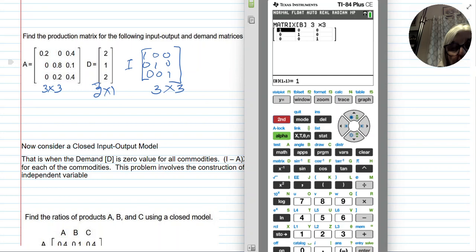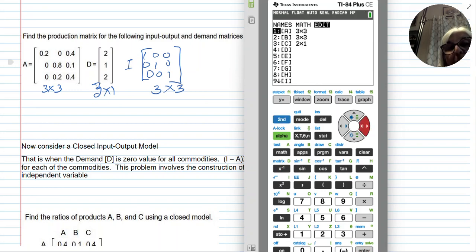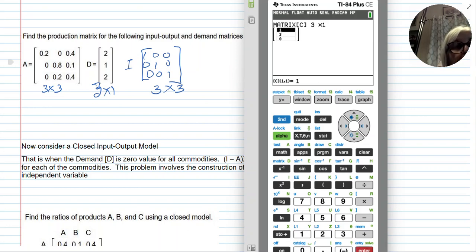I'm going to do second matrix. I'm going to edit, and I'm going to do C. And this guy's a 3 by 1. All right. And I'm going to enter the 2, 1, 2. All right. I have them all there. So I'm going to go second quit to get on the home screen.